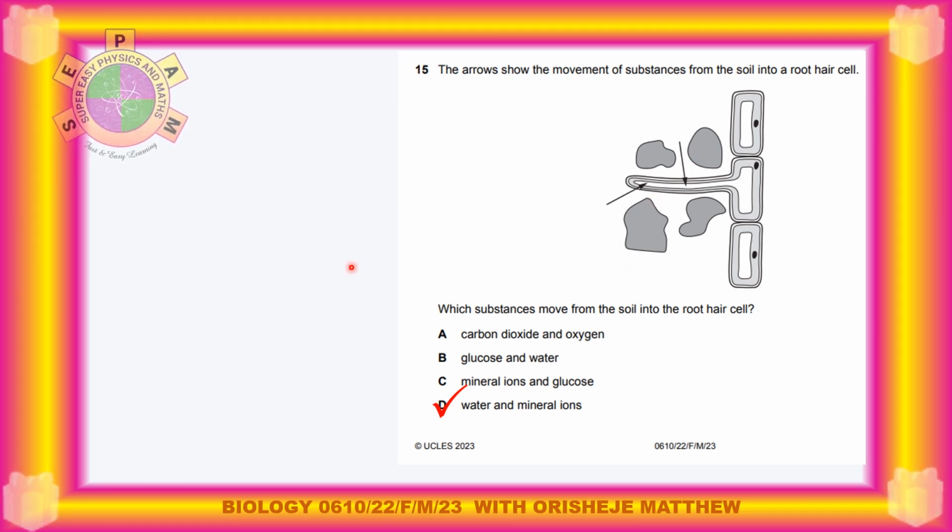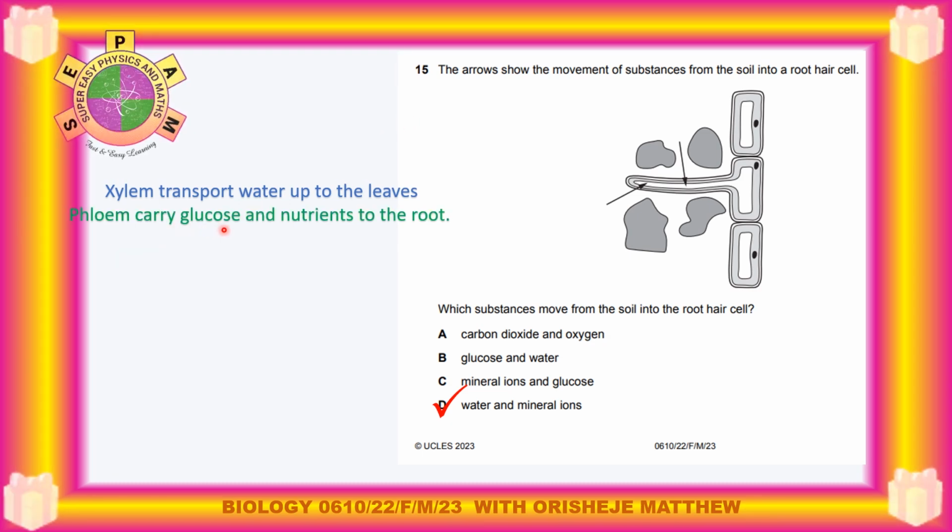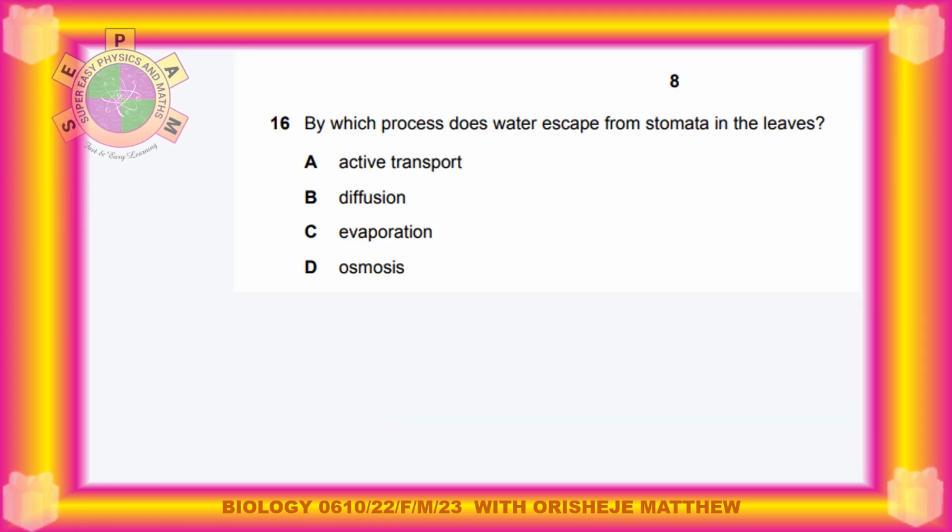Then let me just explain something here. Xylem will transfer the water and the ions up to the leaf, while phloem carries the manufactured food from the leaf, which is the source of the manufactured glucose and nutrients, back to the root, which will serve as the sink. So just take note, this is a bonus tip for you. All right, let's go to the next. By which process does water escape from stomata in the leaf?